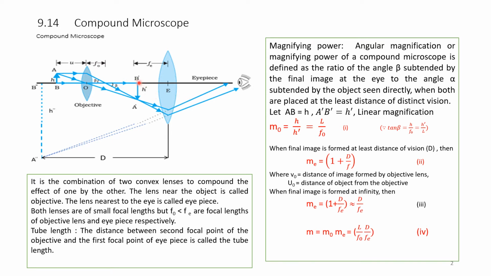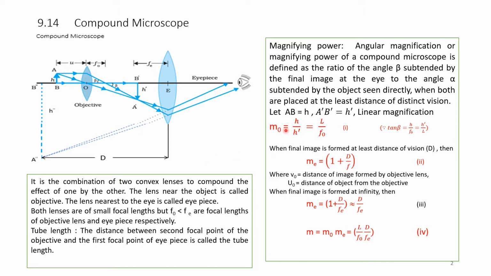H dash is the first image, inverted but real. A dash B dash is the image of the object AB, and again it gets a second refraction, and through the eye we see the image at infinity. This is a small and brief description of the compound microscope. D is the distance between the eyepiece and the final image.